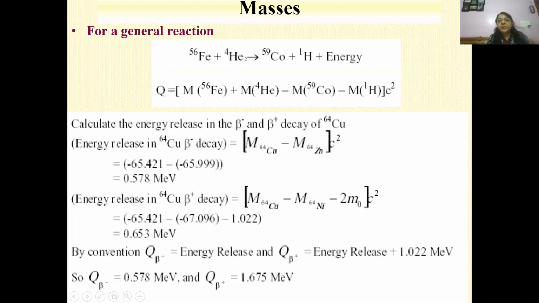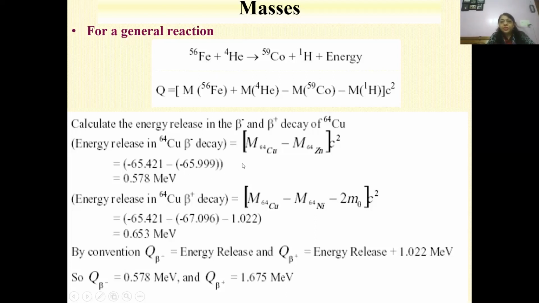Which reaction? This general reaction which we have considered, where an alpha particle is bombarding an iron nucleus. So suppose we say calculate the energy release in the beta minus and the beta plus decay of 64 copper, then what would you do? You can see the beta minus and the beta plus decay of 64 copper, and similarly copper decays into zinc by emitting a beta minus particle and an antineutrino. You can write this reaction and then you can calculate the energy release.